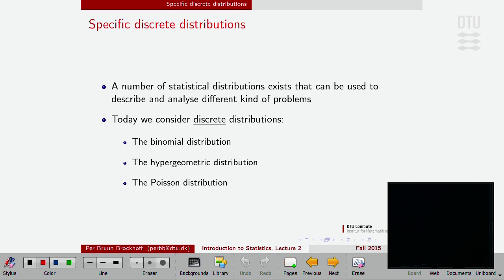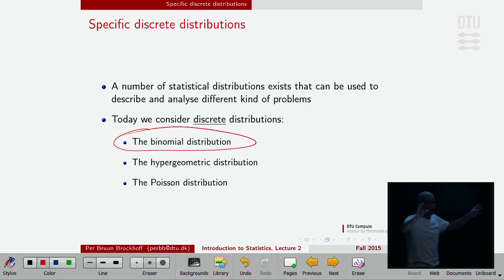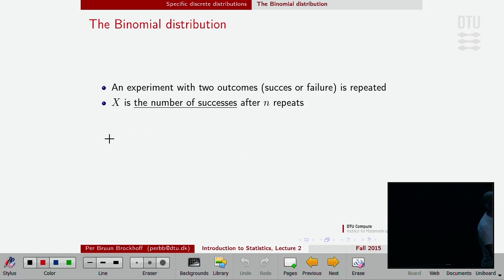We're going to meet those 3, and we're going to start with this one, because now we have talked about the general constructs of probability. To work with such probability models for real life situations, we need specific distributions to be able to work with them. So, the binomial, let's recap.